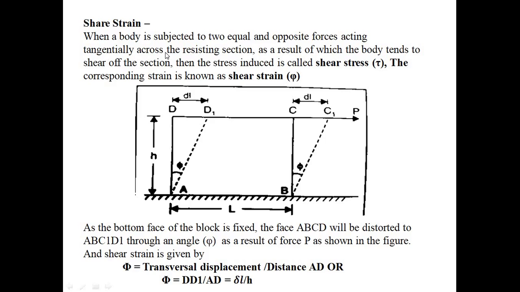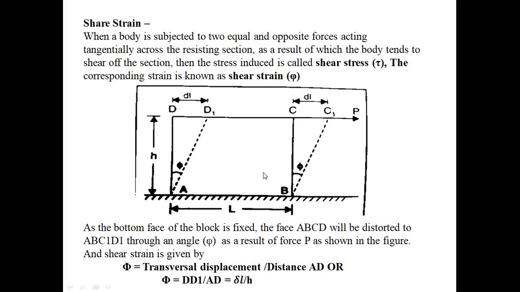So it is a term due to shear stress. Shear strain is induced due to shear stress. Shear strain is denoted by phi, and shear stress is denoted by tau. So one example we can see here.